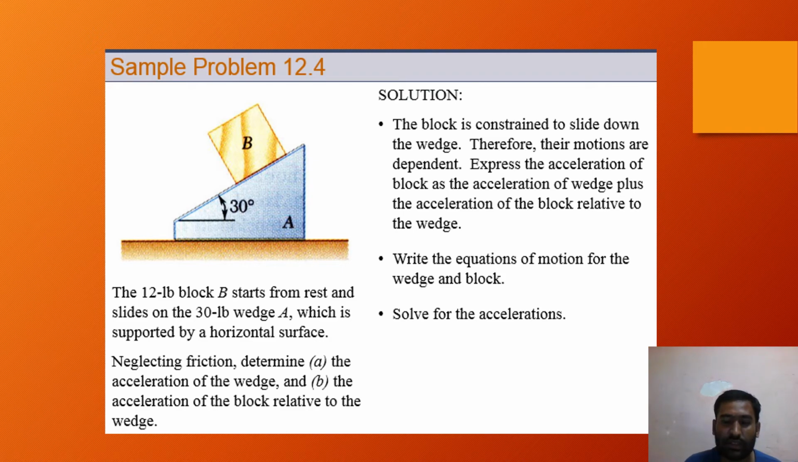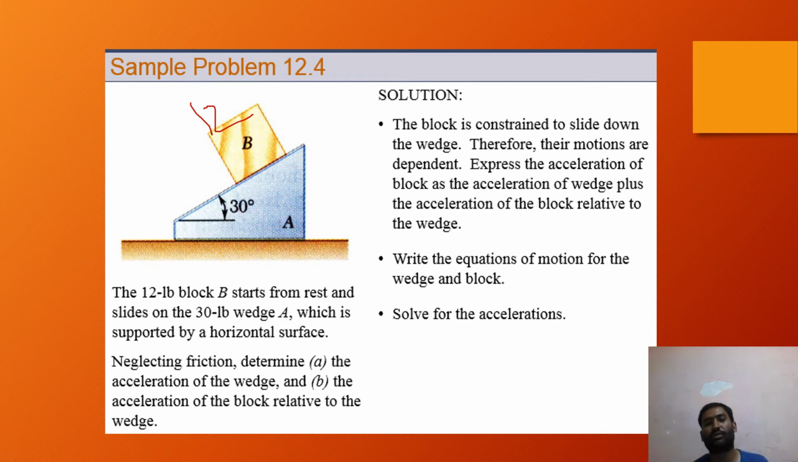This question is as well important, a sample problem. The 12 pound block B starts from rest and slides on the 30 degree wedge A, which is supported by the horizontal surface. Neglecting friction, determine the acceleration of the wedge, and the acceleration of the block relative to the wedge.